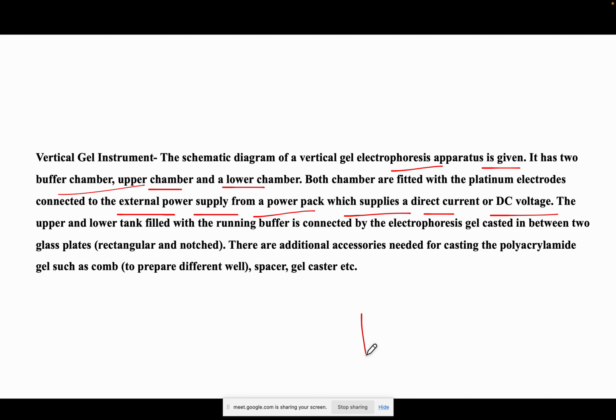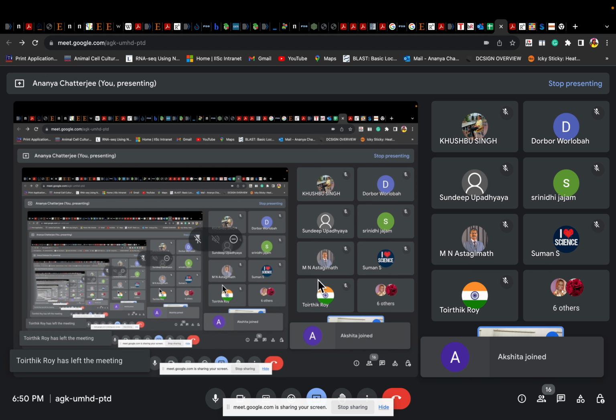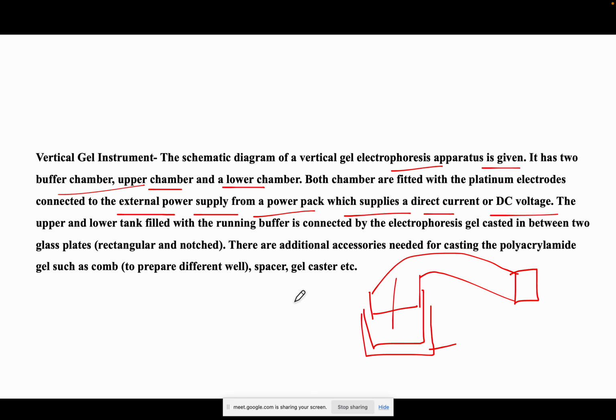So in the electrophoresis system, this is the tank. Here you put your gel like this. This is the inner chamber, and this is the outer chamber. Both chambers are fitted with platinum electrodes, which are connected to the power supply. The upper and lower tanks filled with the running buffer are connected by the electrophoresis gel cast in between two glass plates. Now there are two glass plates like this.